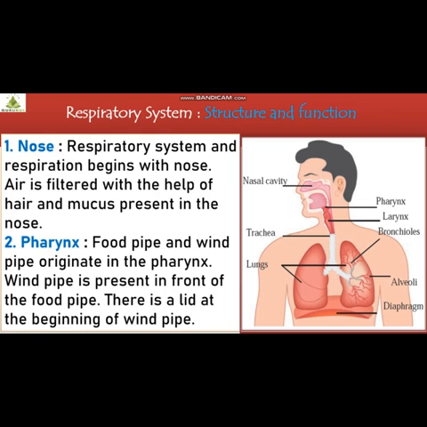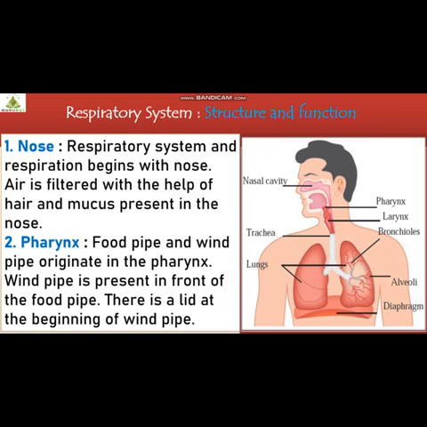Students, the very first part, as I said, is the nose. Nose is the very first part of the human respiratory system. So respiration begins with the nose. Air is filtered with the help of hair and mucus present in the nasal cavity. Because of these two things, air is filtered and then goes inside through the nose. Here we can relate it to the inhalation process, taking in oxygen or air.